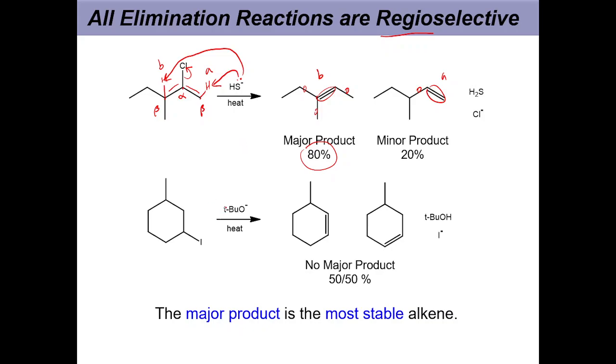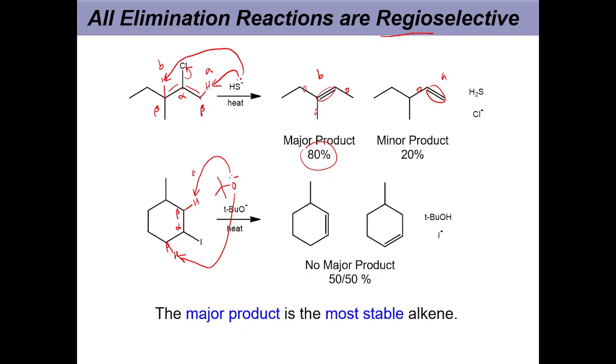In the lower example, we're using a different kind of base, which is t-butoxide. It's a t-butyl attached to an oxygen. This is also a very strong base. Now the reactant has iodide on this carbon. So this is the alpha carbon. Again, there are two possible beta carbons. They both have hydrogen. The lone pair on the oxygen can potentially pick up one or the other.